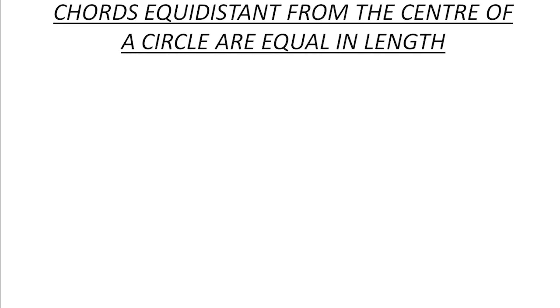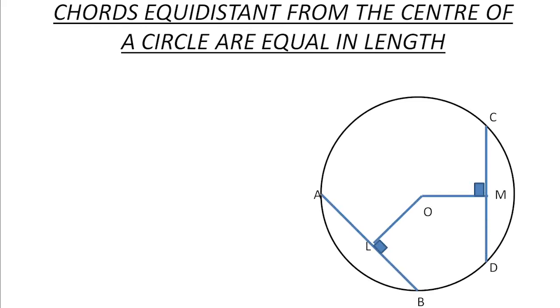Next, we need to prove the converse of this theorem. The converse is: chords equidistant from the center of a circle are equal in length. Here also we are taking a circle with center O, AB and CD are chords, and L and M are the midpoints of the chords AB and CD. O is the center of the circle. We know that OL and OM are equal.